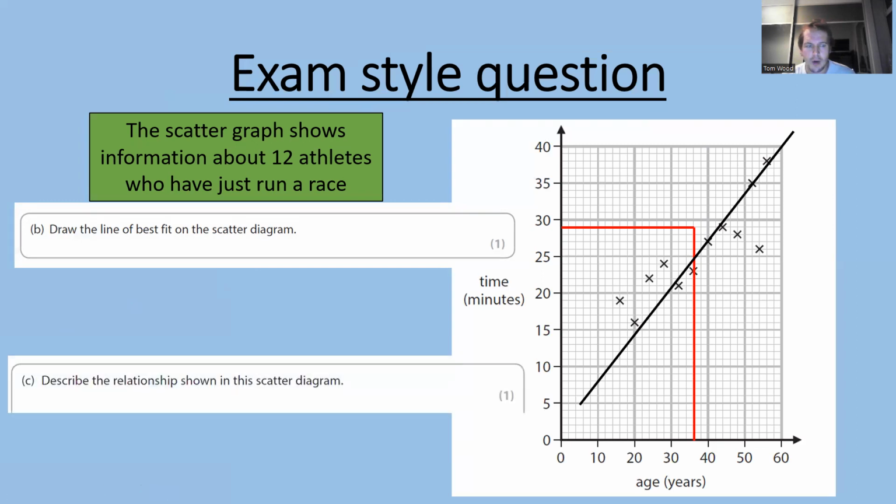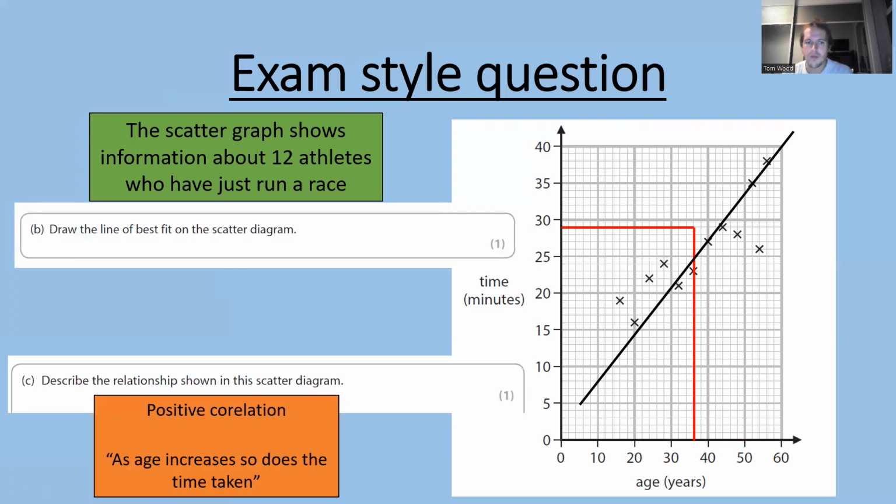Our third and final mark then, can you describe the relationship shown in this diagram? Hopefully everyone's quite happy with this one. We can look at that. Well, okay, the time is longer the older that people are when they're taking part here. So there is a positive correlation. As age increases, so does the time taken.